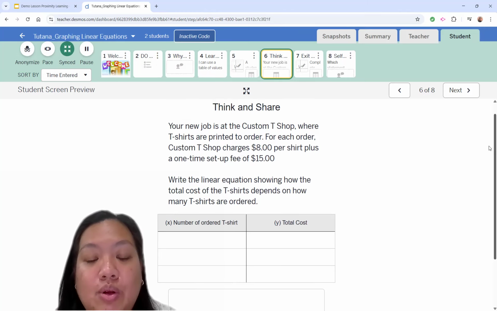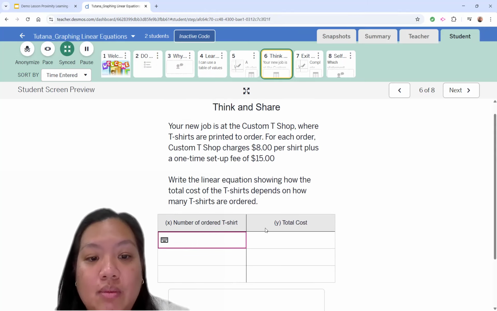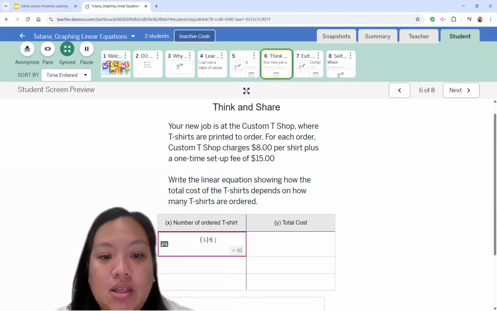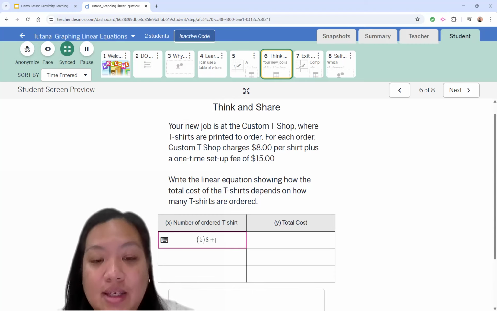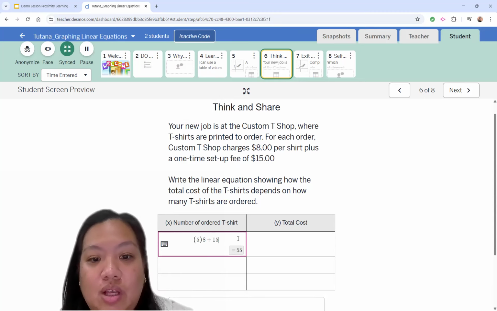Okay, so for this example, I can see that you have written your work here. So I can see that if you decided to have 5 t-shirts, right? So that means that you have to multiply that 5 by 8, and then you're gonna add the $15 one-time setup fee. That's right. So the total cost would be 55.